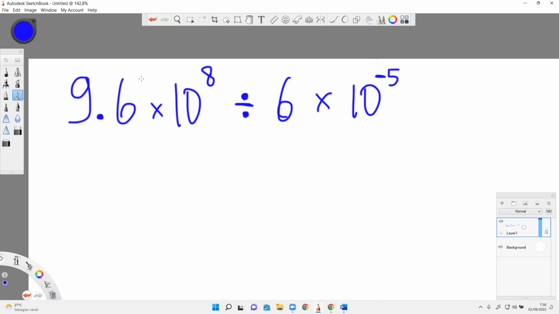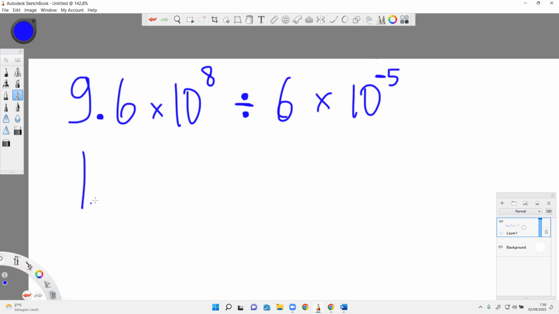Divide the number. So you don't have to think of the power having to be the same, right? Previously, on addition and subtraction, you need to think of the power. It has to be the same, right? Remember? If you want to add or subtract in scientific notation, the power needs to be the same. But in multiplication and division, the power can be anything. Okay, 9.6 divided by 6.